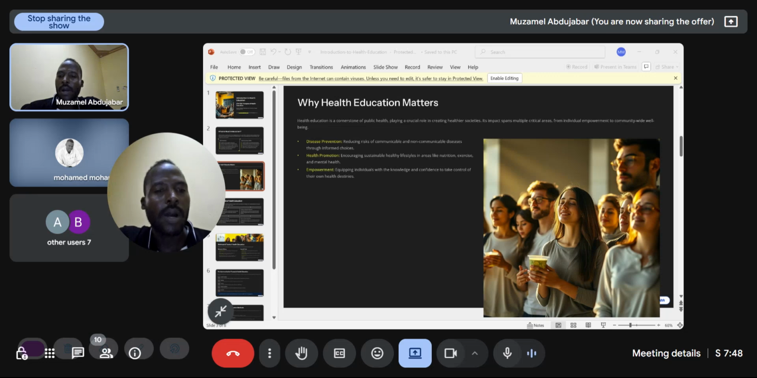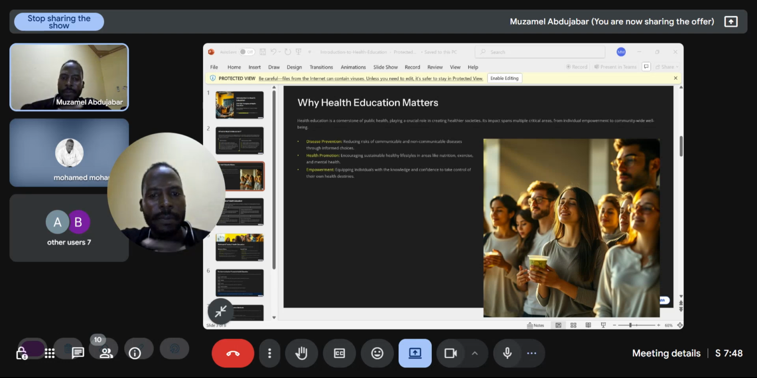stop smoking tobacco in public places, also to protect the health of those people who already have good health. Yeah, this is health promotion. That means how you can promote the health of those who have good health. This is the second pillar of health education.